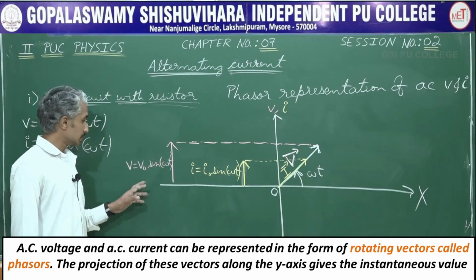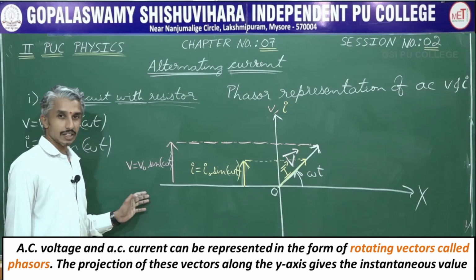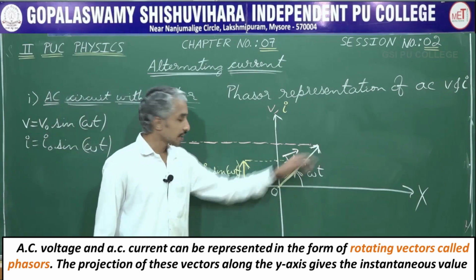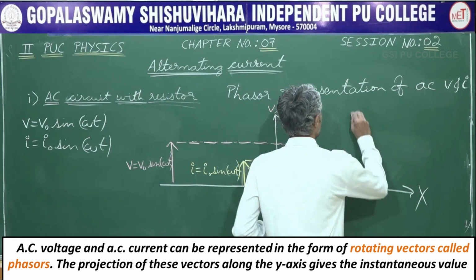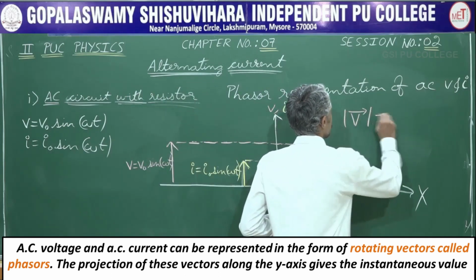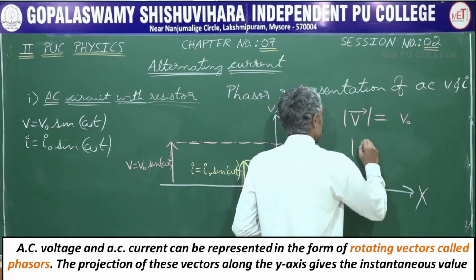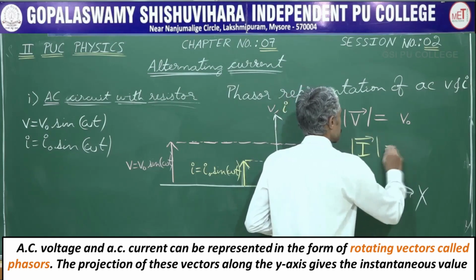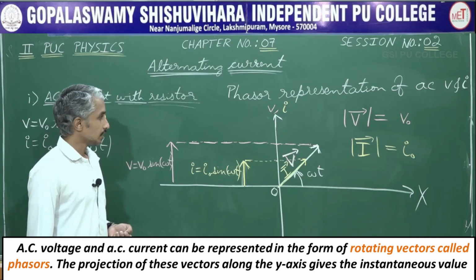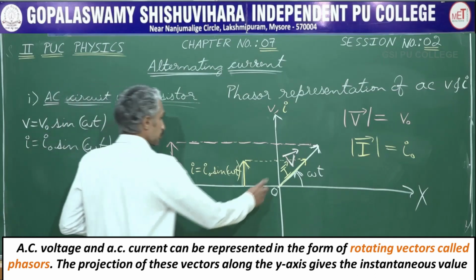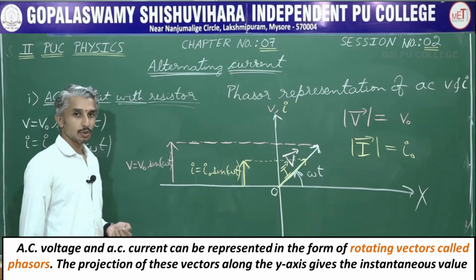Let me conclude. The AC voltage and AC current can be represented in the form of rotating vectors called as phasors. The magnitude of the rotating vectors gives the peak value of the AC current or the AC voltage, and the projection of the rotating vector on y axis gives us the instantaneous voltage.